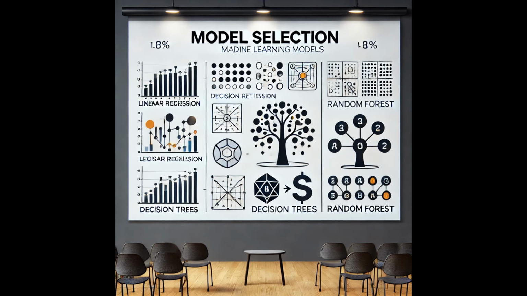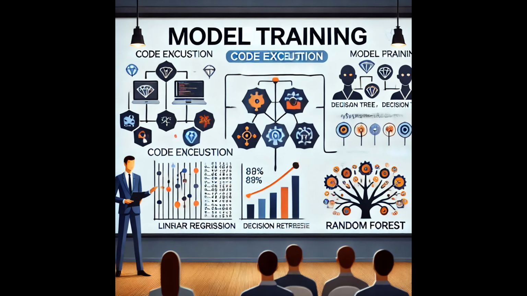We'll evaluate each model based on performance metrics such as mean squared error, MSE, and R-squared score. After selecting the models, we split the data into training and testing sets. Using the training set, we train our models to learn the patterns and relationships between features and house prices.